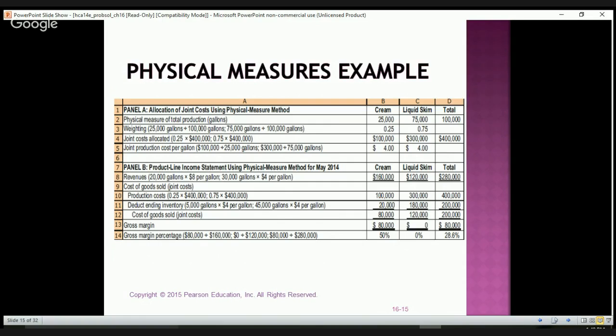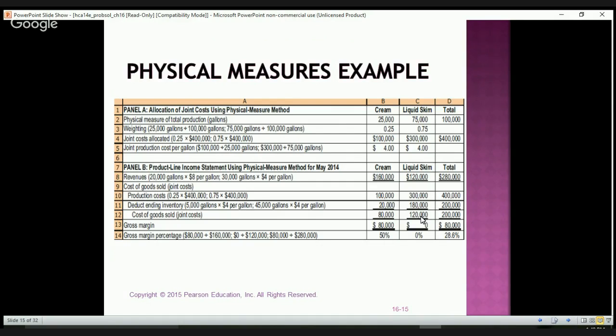I'm going to multiply it by the $4 I got for the joint production cost per gallon. I take that 5,000 times 4, I get 20,000. My cost of goods sold is 80,000. My gross margin is 80,000. I take the 160 minus the 80, and I get 80,000. Take that 80,000, divide by 160, and that's how I get the gross margin percentage.